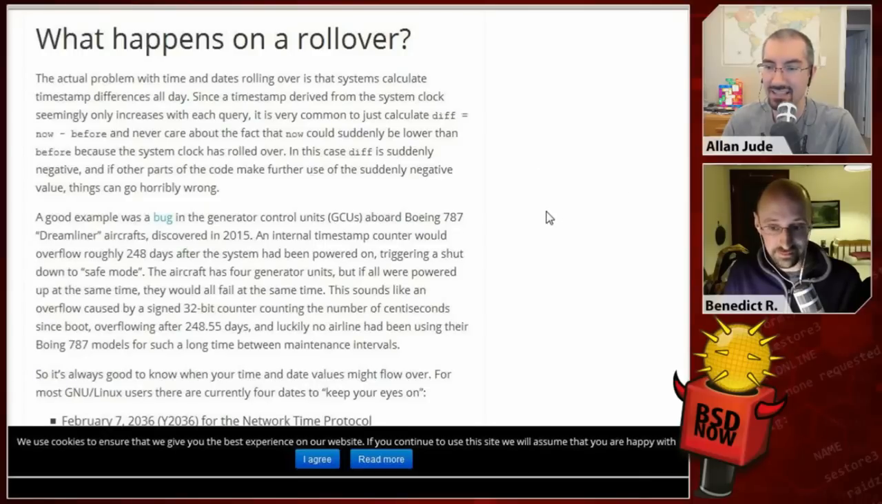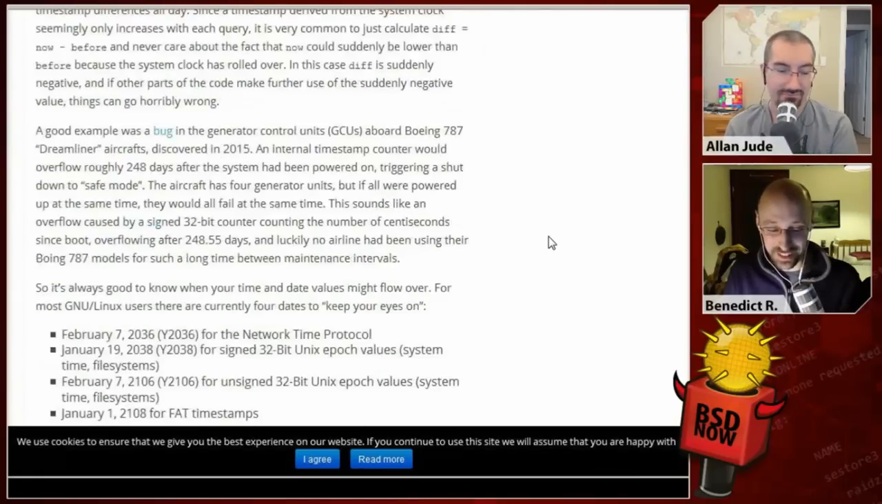So then it looks at what might actually happen. The actual problem with date and time rollover is that the system calculates timestamp differences a lot, right? Oftentimes you just check how long it's been running by looking at when it ended, subtract when it started. But if the value of when it ended is now, because of the overflow, a smaller value than when it started, you will get that it ran for a negative number of seconds. And that'll cause all kinds of problems. You have to account for the math that's happening there. Yeah, in that specific case.